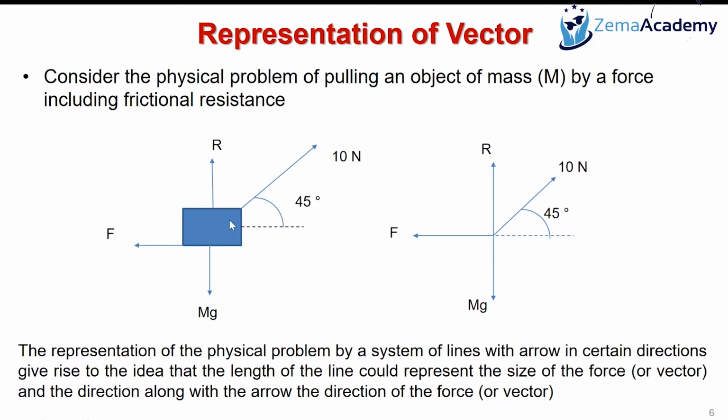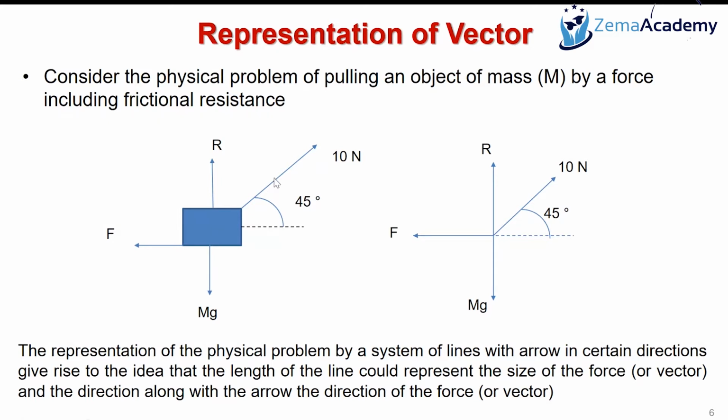So this is an object with weight W, sorry, and its weight is acting in the downward direction, mg, and you're trying to pull it in this direction. The angle between the horizontal axis and the force is 45 degrees. Now, the forces that are acting on this body, and the forces that are going to make this body move in either direction, need to be solved out.